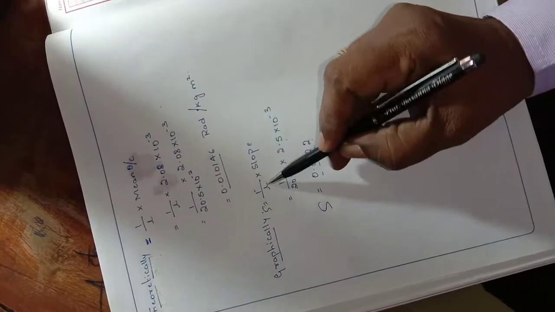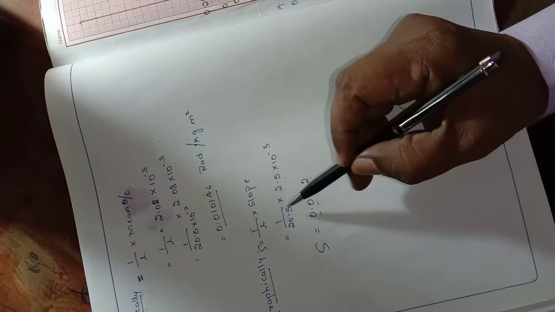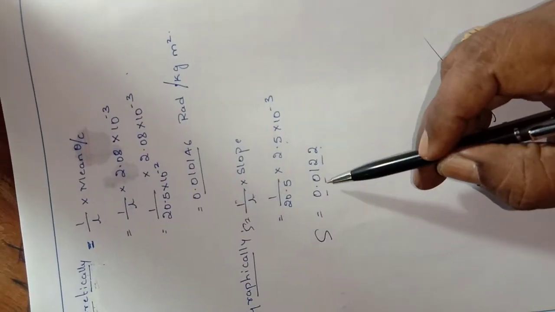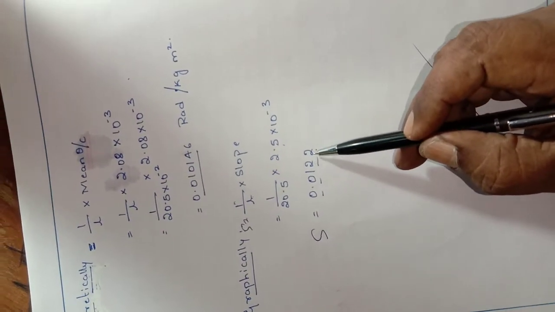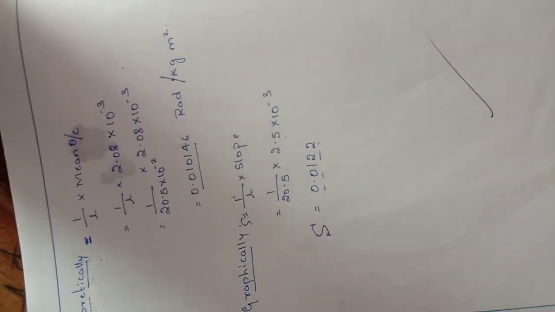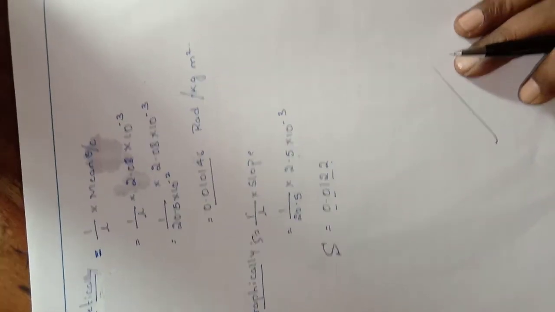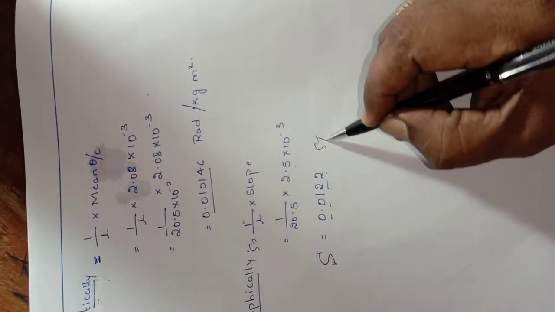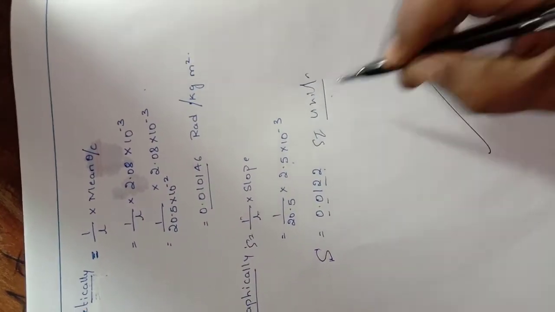Knowing the length, and the slope is known, slope divided by length gives directly the specific rotation of an optically active substance in SI units. Thank you.